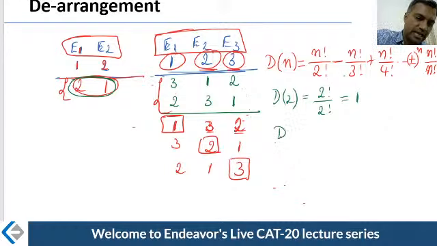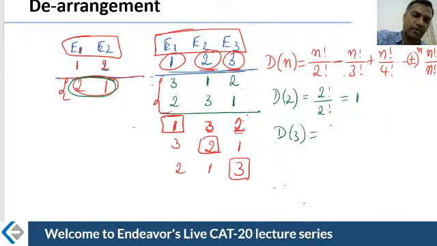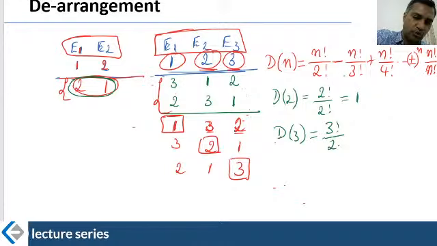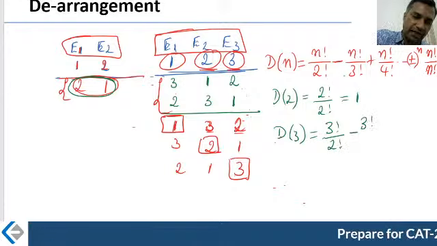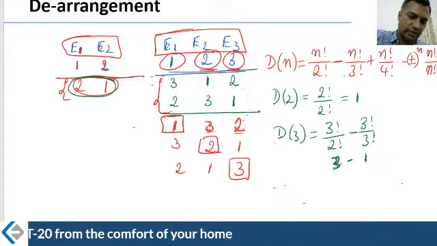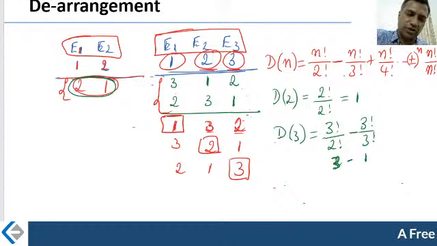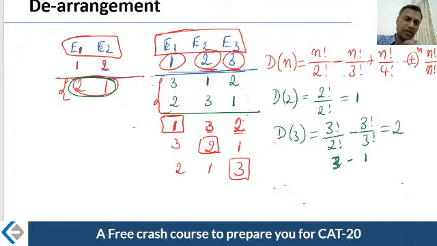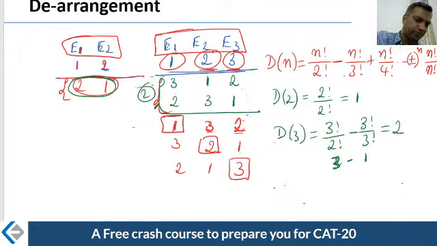All right. Hey, what about dearrangement for 3? Dearrangement for 3 is 3 factorial by 2 factorial minus 3 factorial by 3 factorial. Stop it. When you write 3 factorial by 3 factorial, stop it. What is 3 factorial by 2 factorial? 3. What is 3 factorial by 3 factorial? 1. 3 minus 1. Therefore, what is the result here? 2 ways. That's what I explained here. These are the 2 ways.